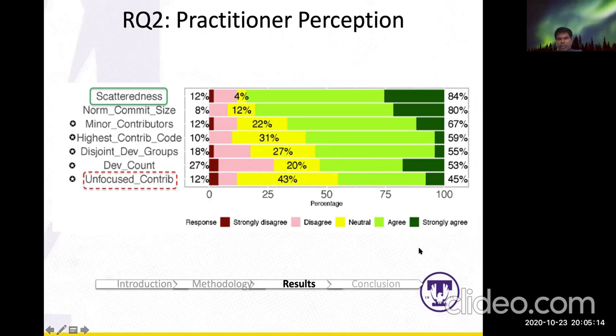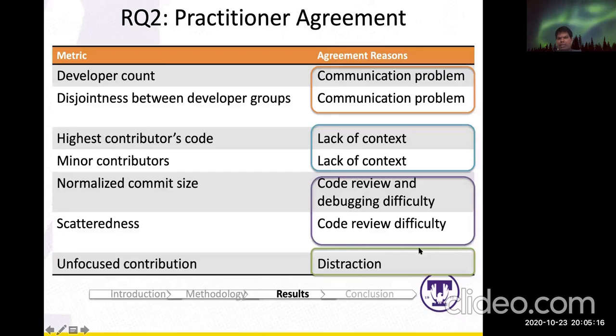So this counterintuitive result motivated us to systematically look into the responses from the practitioners from our semi-structured interviews, and then identify what could be the possible reasons for agreement and disagreement.